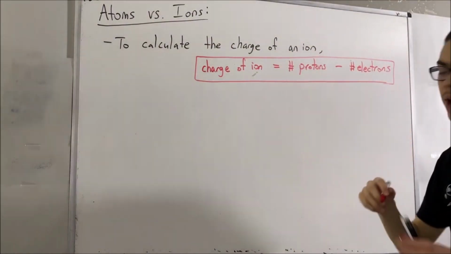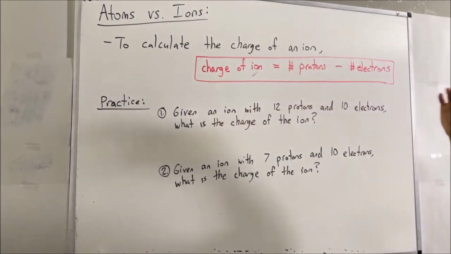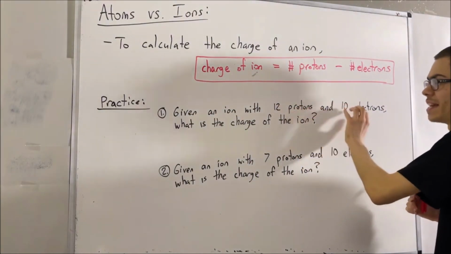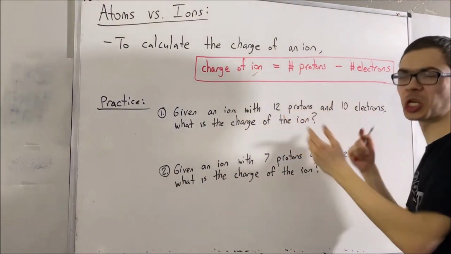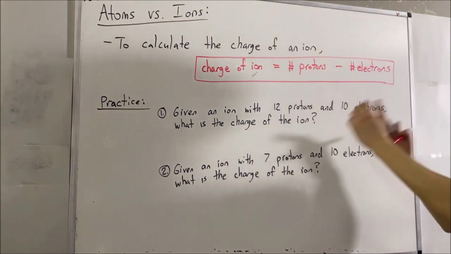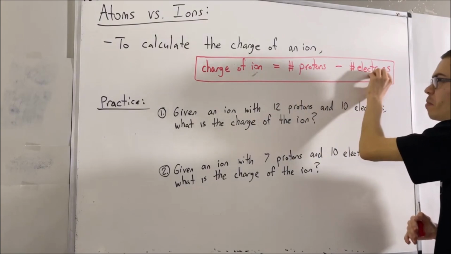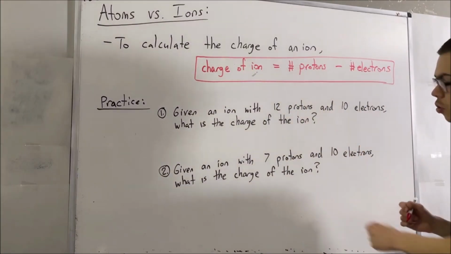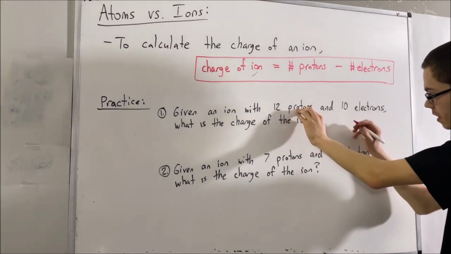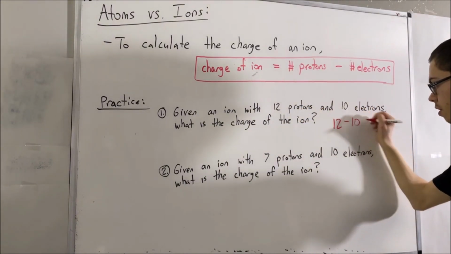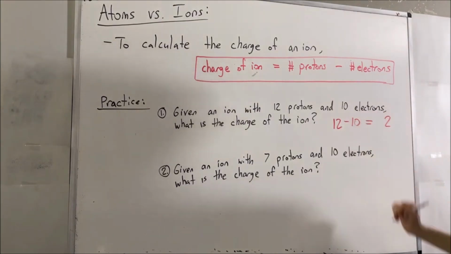Now, let's look at some practice problems. Okay, so question 1. Given an ion with 12 protons and 10 electrons, what is the charge of the ion? Well, all we have to do is take the number of protons and subtract it by the number of electrons. So really, we have 12 protons minus 10 electrons, and so the answer is 2.